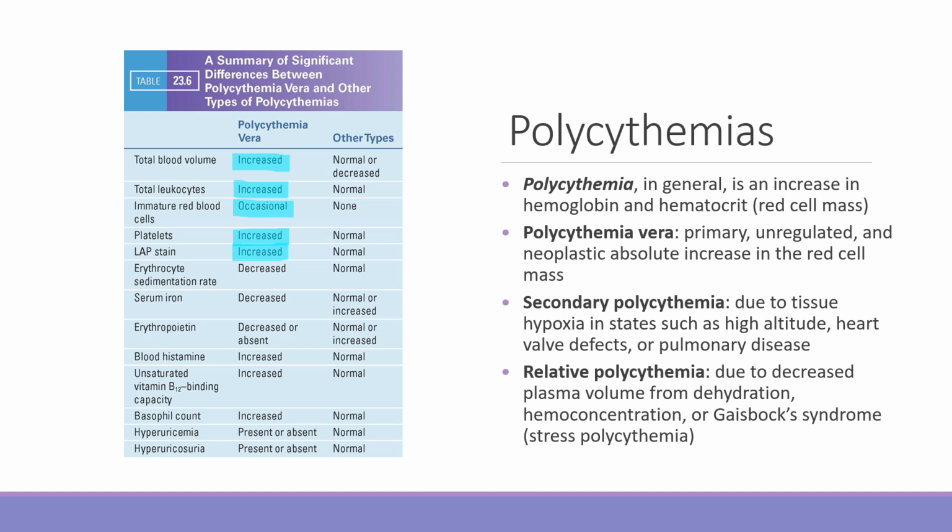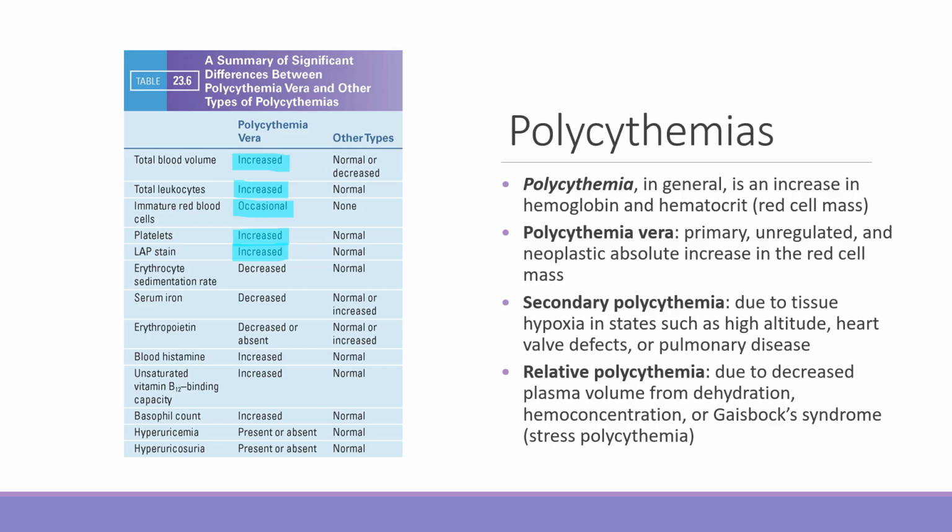So polycythemia vera is a true unregulated neoplastic or myeloproliferative disorder. Secondary polycythemia is a hyperproliferation of erythroid cells due to increased need or environmental issues or circumstances. And then relative polycythemia is due to decreased plasma volume due to dehydration or hemoconcentration, etc.